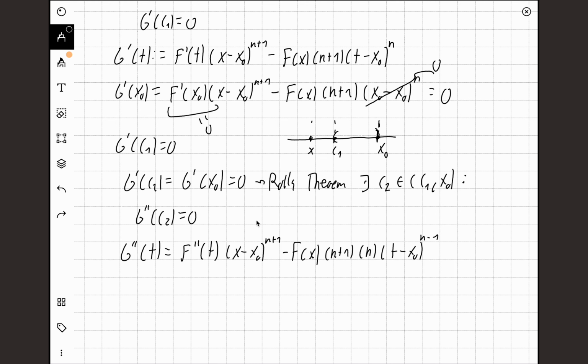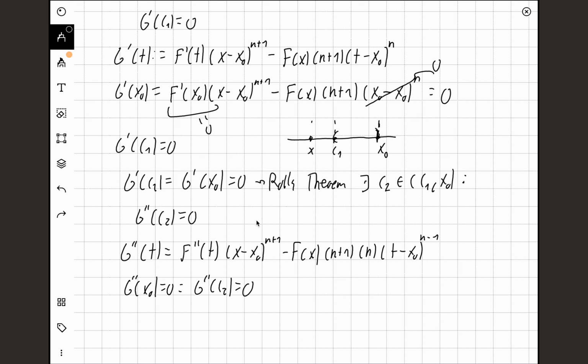And then, again, we see that the second derivative of g at x0 will equal 0, because, again, when t is x0, this will be 0. Bang, this goes to 0. And we know that the second derivative of f at the point x0 is also 0. With the information we found out before, we know that at x0, every derivative up to the n-th derivative of g at x0 equals 0. And again, we know that the second derivative of g at c2 also equals 0 by the previous Rolle's theorem.